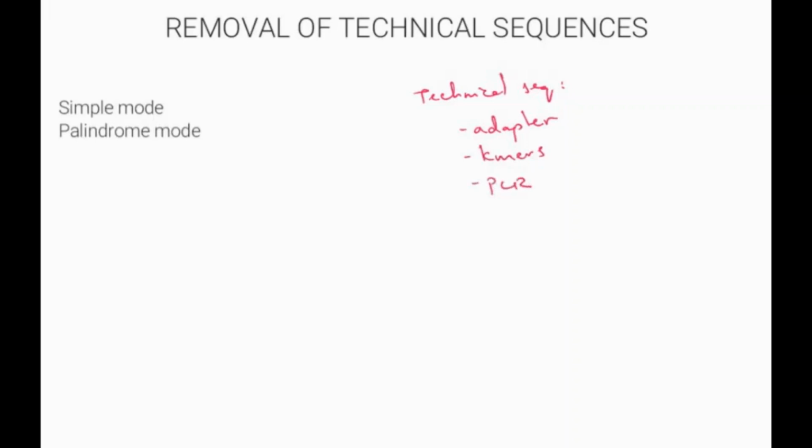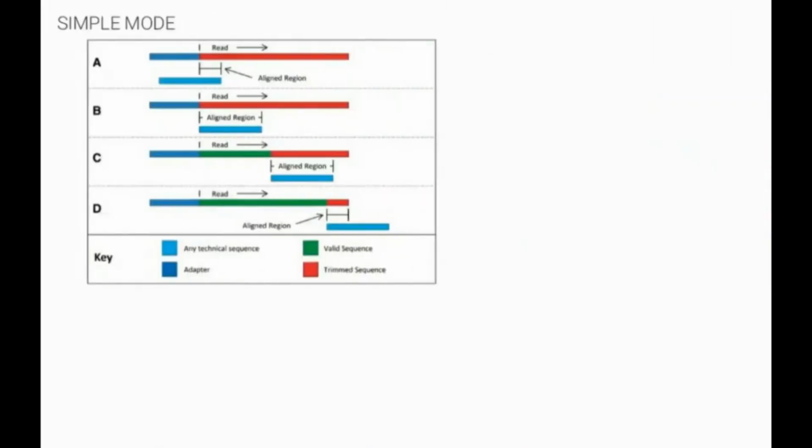There are two approaches to this operation: simple mode and palindrome mode. In simple mode, Trimmomatic works by finding an approximate match between the read and the technical sequence. Each read is scanned from the 5' end to the 3' end to see if any of the user-provided adapters are present using the standard seed and extend approach. The seed is not required to match perfectly, and a number of mismatches, as defined by the user, are tolerated.